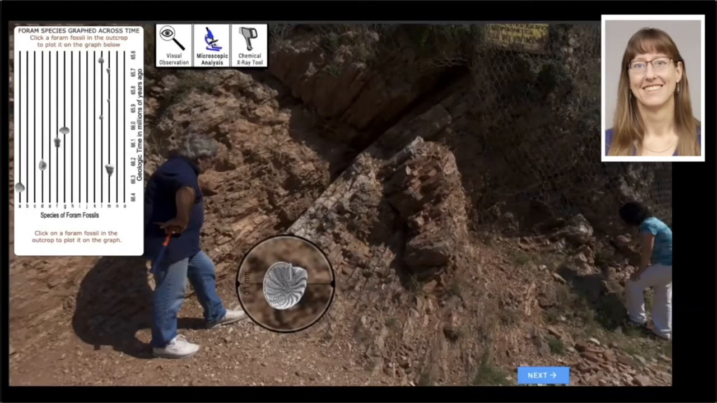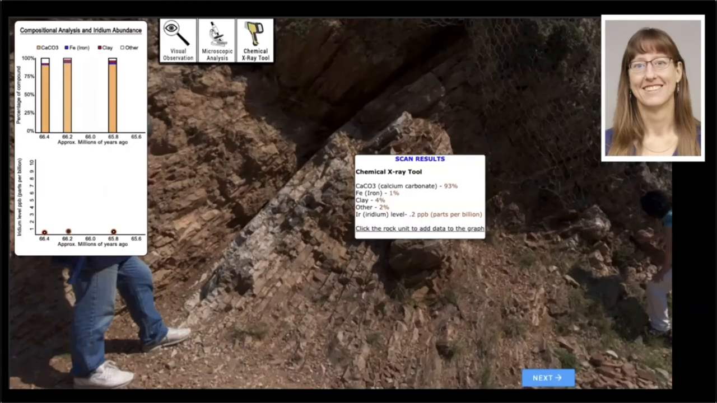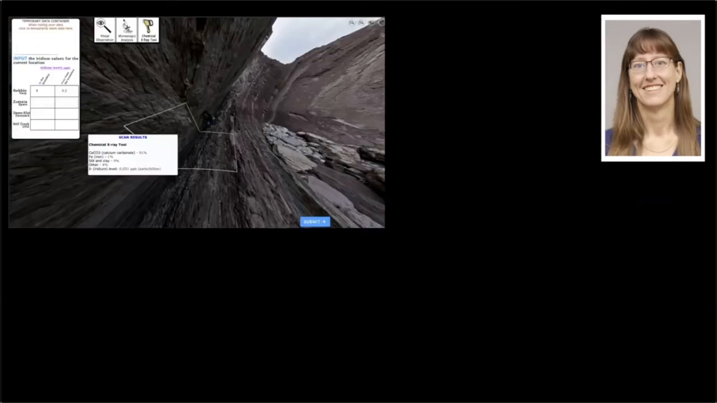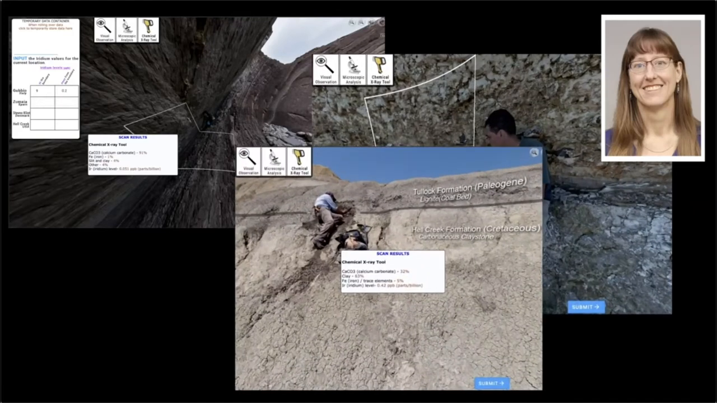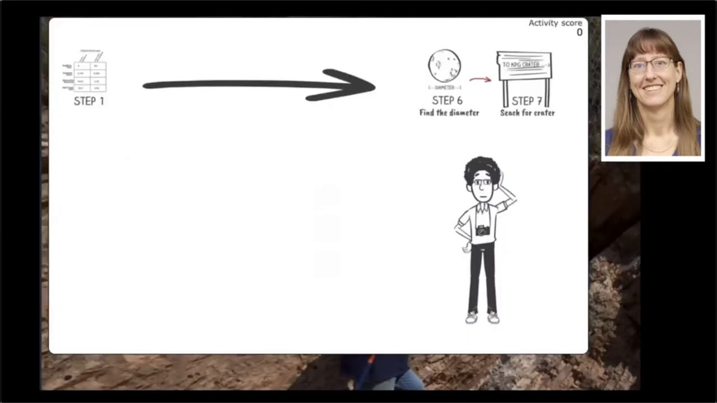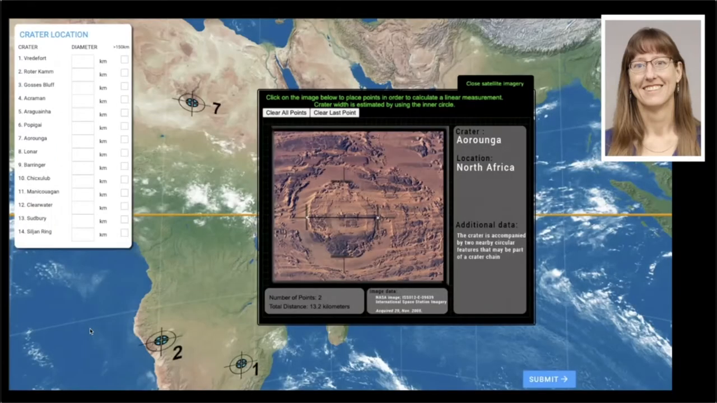You start in Italy analyzing microscopic fossils and the chemical composition of rocks. You travel to Spain, Denmark, and Montana to look for global patterns in rock composition. Using your results, you're able to figure out the size of the asteroid that impacted Earth and how big of a crater it left behind. Now you're ready to set on a worldwide hunt for the location of the crater.